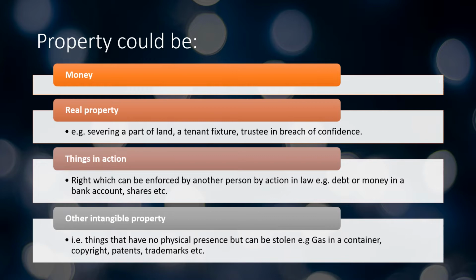And then, of course, we have other intangible property, so things like gas in a container, electricity, copyright, patents, trademarks, intellectual property. These are things you cannot touch but can be stolen.